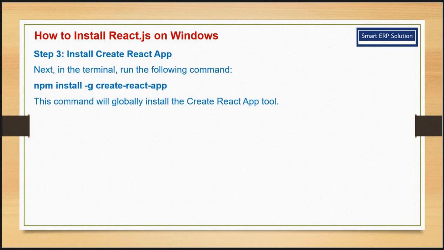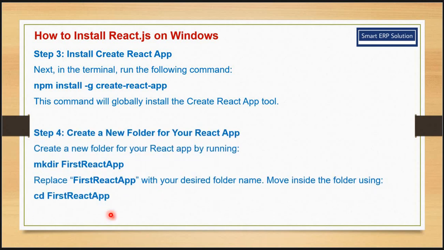Then step 3. Install Create React App. In the terminal, you need to run the following command. Now I am just going to describe the steps. After describing, I will show you the full process. In the terminal, you just need to type this. This command will globally install the Create React App tool.